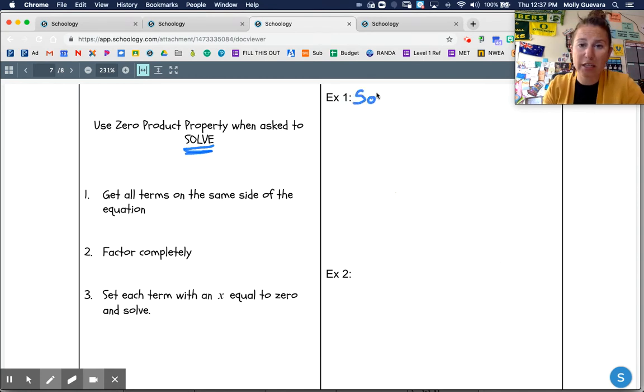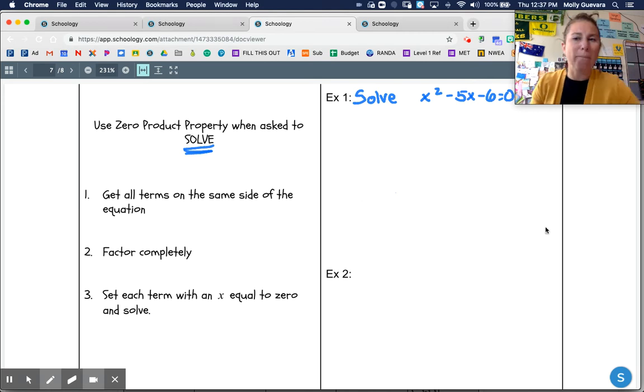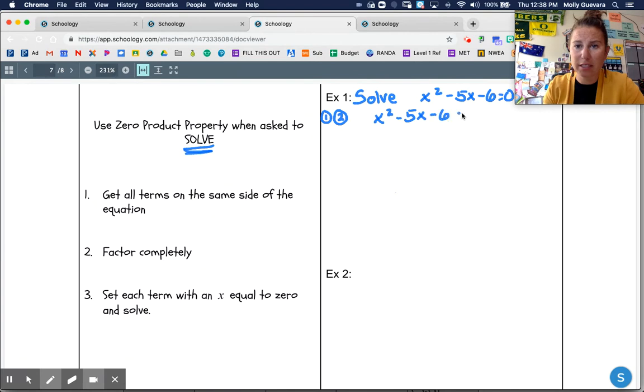So let's look at an example here. I want to solve x squared minus 5x minus 6 equals 0. It wants me to solve, so I actually have to go through all three of these steps. The first thing is to set all terms on the same side of the equation. Well, I've already done that, so neat. I don't have to do anything there. Second step is to factor. So I'm going to take my x squared minus 5x minus 6 equals 0, and we're going to factor it.